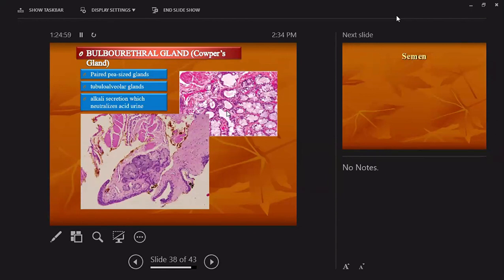There would be it on the alkali or normal, no? Not because when the urine passes there, you have your acidic part. So it is now the secretion of the Cowper's gland or the bulbourethral glands that neutralizes that area.